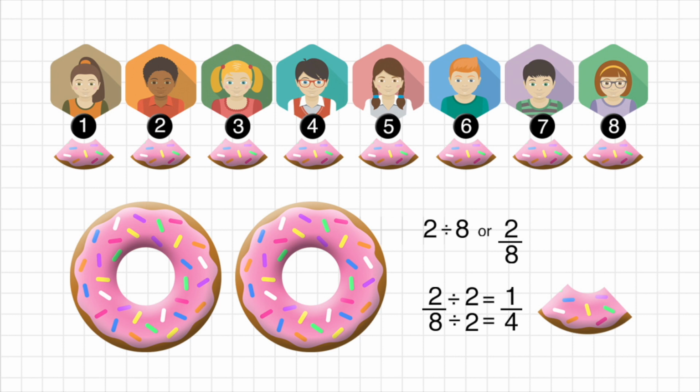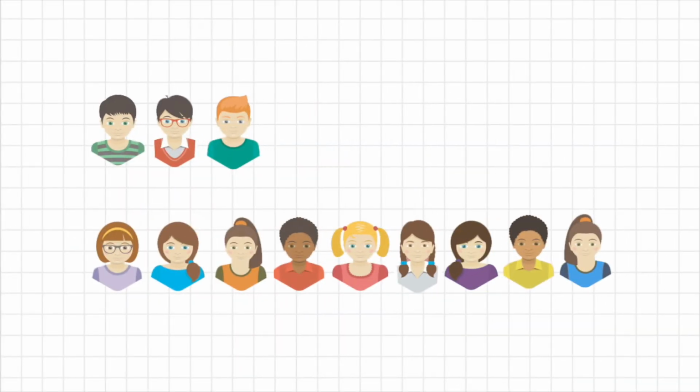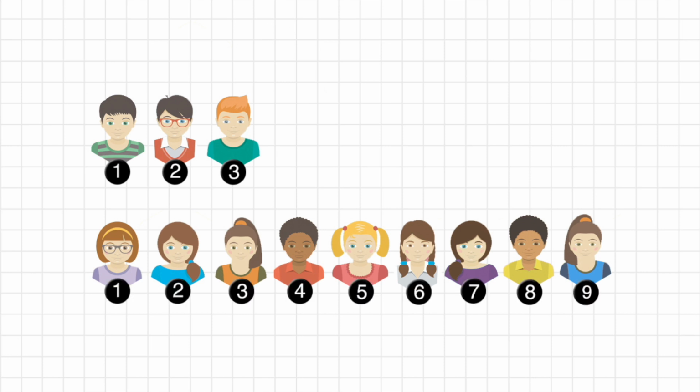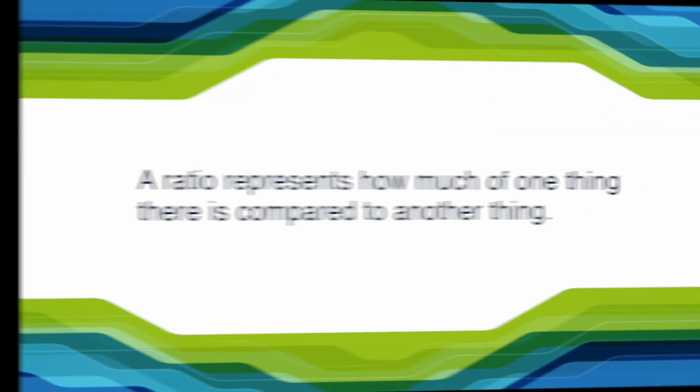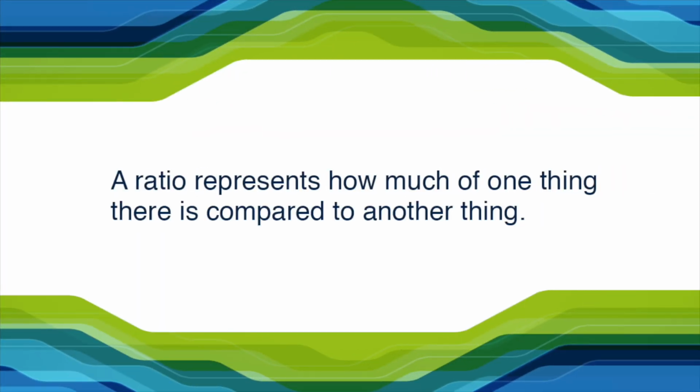A fraction can compare 2 sets of measurements. There are 3 boys for every 9 girls in a class. The fraction can be represented as 3/9. It can also be expressed as a ratio. A ratio represents how much of one thing there is compared to another thing.